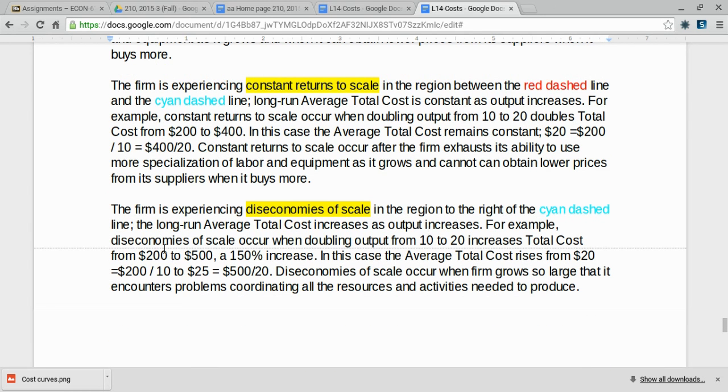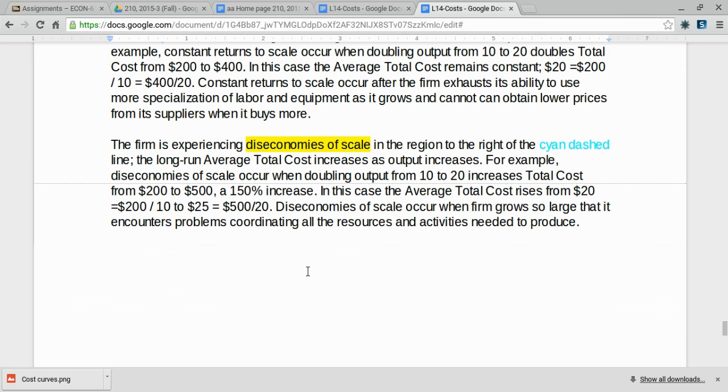For example, diseconomies of scale occur when doubling output from 10 to 20 increases total cost from $200 to $500, a 150% increase. In this case, the average total cost rises from $20 to $25. 20 is 200 divided by 10. 25 is 500 divided by 20. Diseconomies of scale occur when a firm grows so large that it encounters problems coordinating all the resources and activities needed to produce.